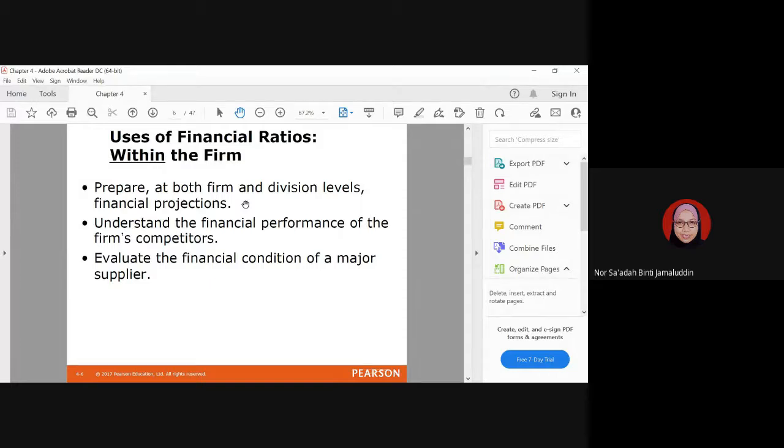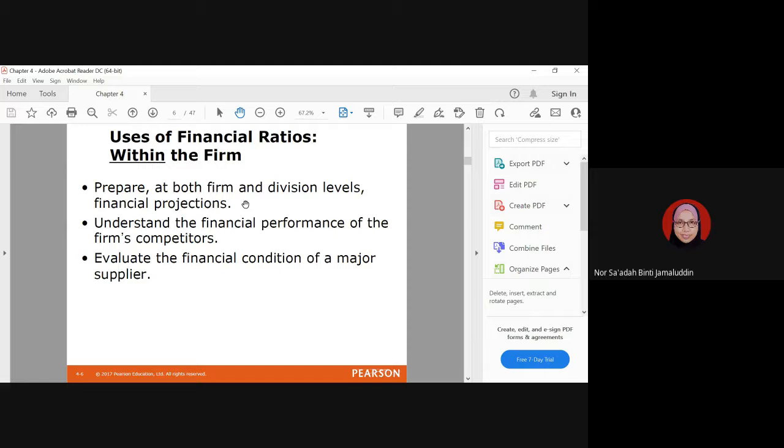Okay, seterusnya understand the financial performance of the firm's competitors. So before this I informed you that the financial ratios itself do not give you any meaning, but when you compare your ratios with the other firms or competitors' ratios, you can know what the situation is, what the current position of your financial performance is.